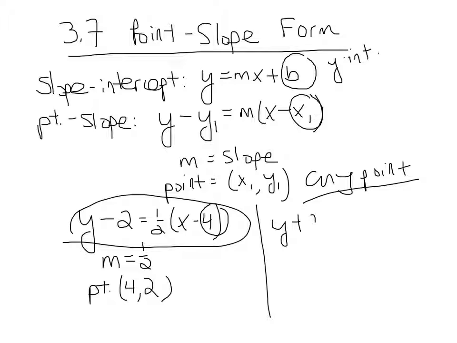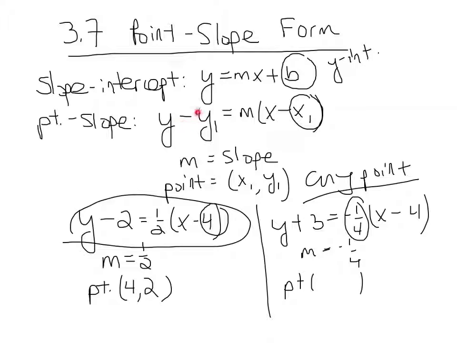What if we have y plus 3 equals negative 1/4 times x minus 4? Well, the slope, very easy, negative 1/4, it's just the coefficient always sitting out right here. What's the point, though, that our line passes through? Let's be careful. In the formula up above here, these are always minus signs. So x1 and y1 are whatever come after the minus sign. So for x sub 1, that's easy. x sub 1 is just going to be positive 4.